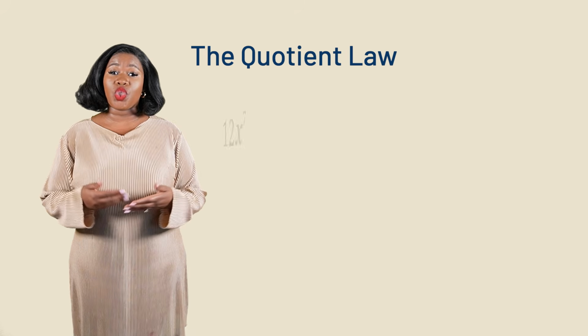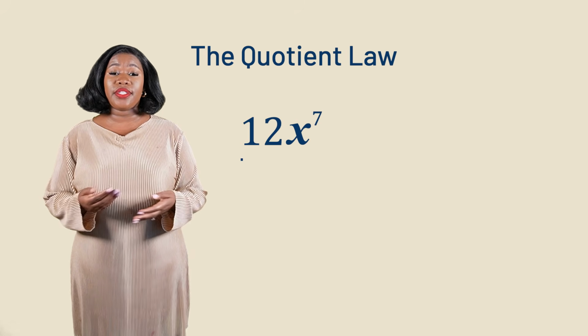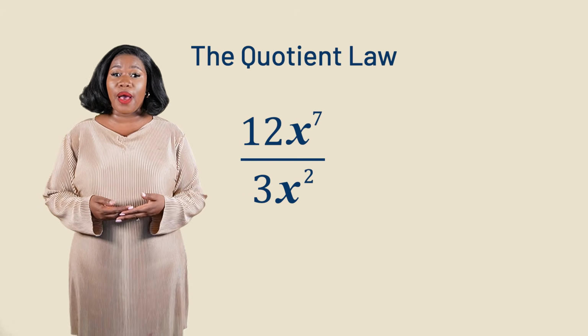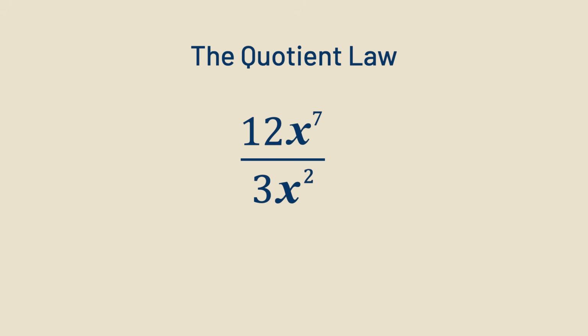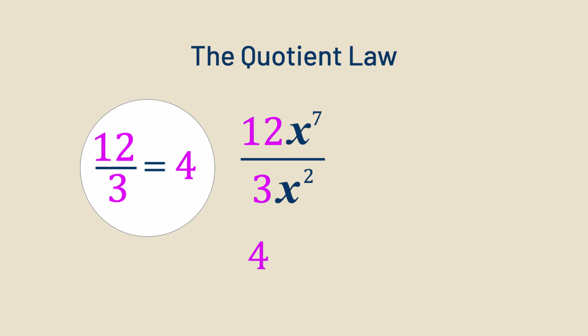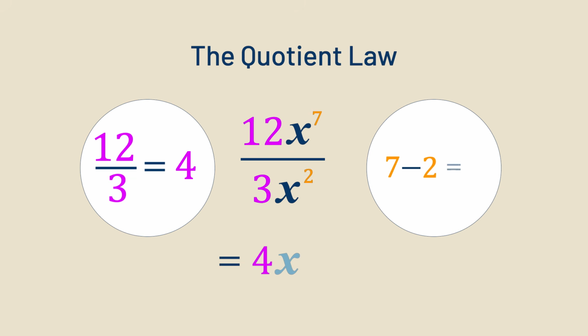Now, let's apply the quotient law of exponents. Look at this example. 12x to the power of 7 divided by 3x to the power of 2. First, we divide the coefficients. 12 divided by 3 equals 4. Then, because we have the same base, x, we subtract the exponents. 7 minus 2 equals 5, which simplifies to 4x to the power of 5.